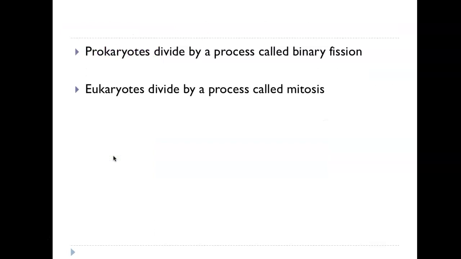Prokaryotes are going to divide by a process called binary fission. So on your paper, it says bacteria cells divide by binary fission. That's the same thing as prokaryotes. Eukaryotes divide by a process called mitosis. So we always talk about the differences between prokaryotes and eukaryotes. Here's one big difference. Prokaryotes divide by binary fission. Eukaryotes divide by mitosis. And so the topic of this lecture is mitosis. But before I move to mitosis, I'm going to talk a little bit about prokaryotes and what binary fission is.